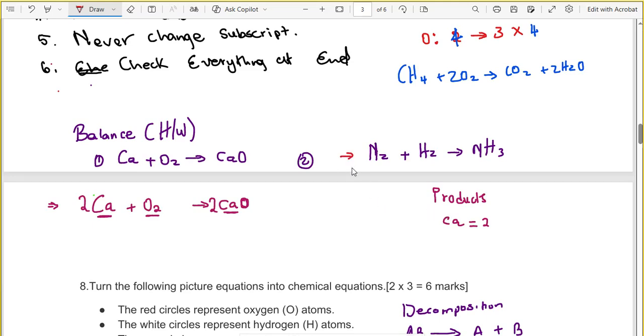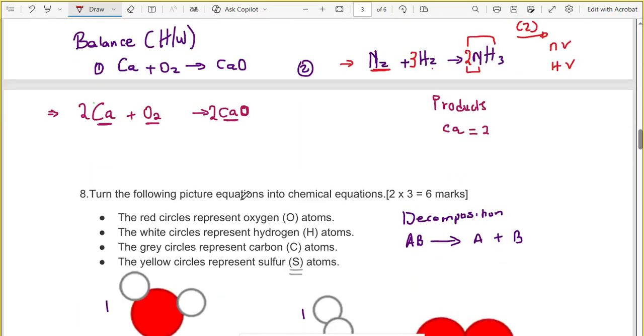I got N2 plus 3H2 is equal to 2NH3. You got 3H2, then 2NH3. So there's 2 nitrogen atoms on the reactants and 2 on the product, balanced. There's 6 hydrogen atoms and also 6 on the product, so hydrogen is balanced. Well done. Thank you very much. And in an exam, you would have 2 marks, okay? Well done. That's very good. Very, very good.